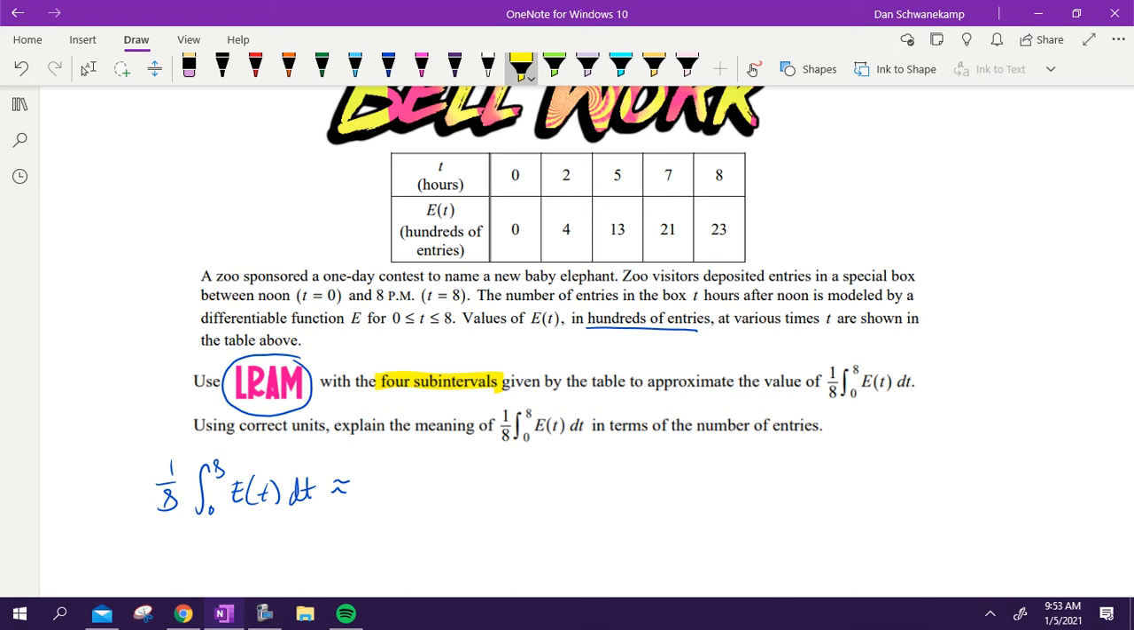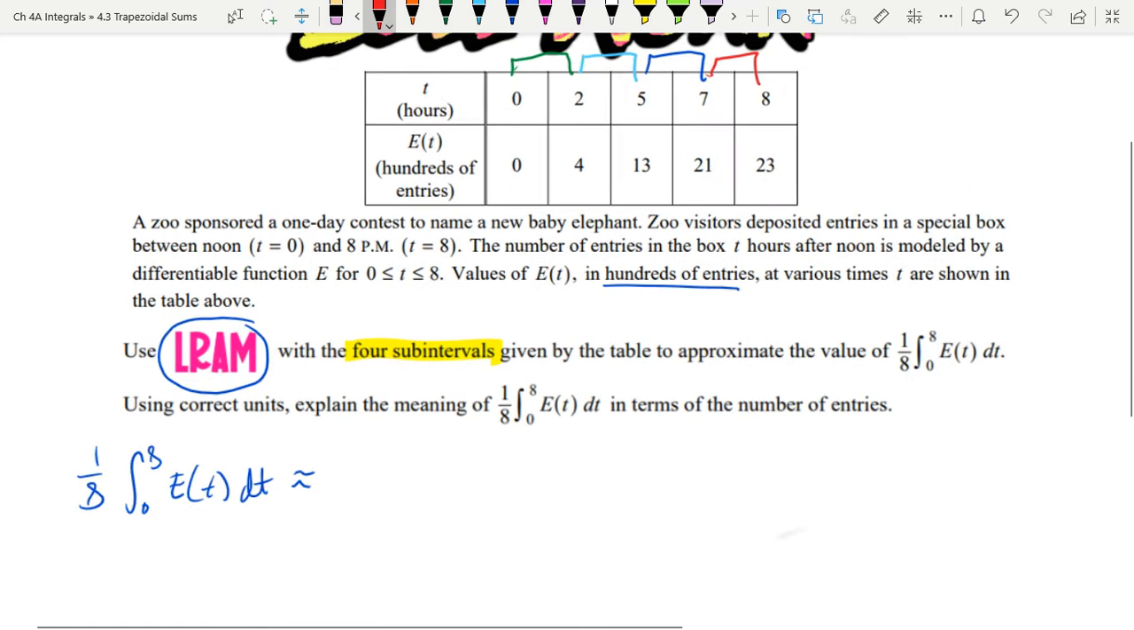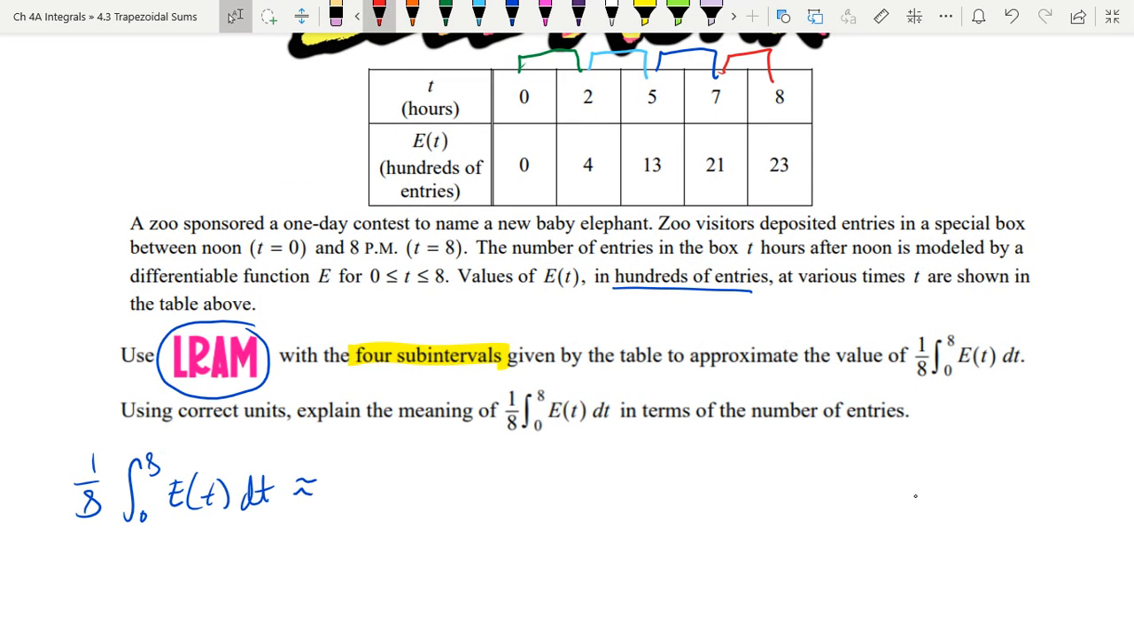I know you don't have this on your paper because it's bell work, but you should be drawing some hats from one guy to the next to make sure that you know how to connect those guys. So that's what I'm trying to do here. All right, let's work through this. So my first one, we're doing LRAM. Remember, we're making rectangles. We're finding the area of a rectangle.